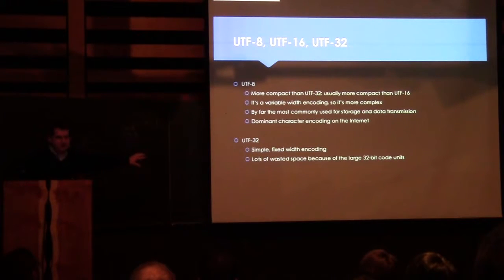UTF-32 has the benefit that it's simple, since it's a fixed width encoding, but it has a lot of wasted space because of the large 32-bit code units. I would contend that if Unicode 1.0 had not introduced UCS2, then UTF-16 probably would not exist at all, and that the primary purpose of UTF-16 is to support interop with old UCS2 code.